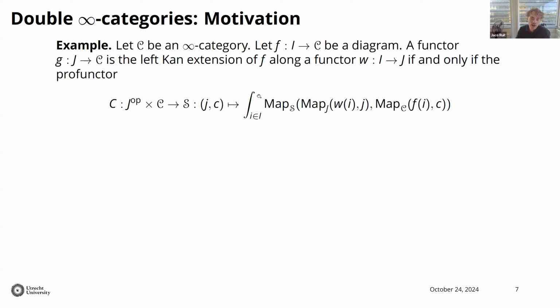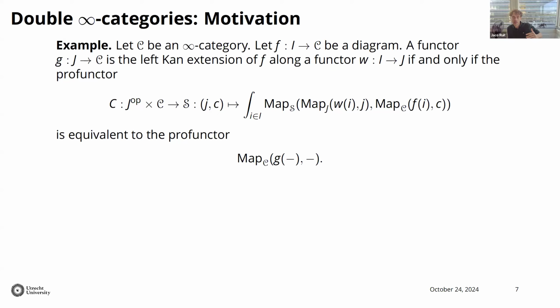So this profunctor is defined using this end here. And this profunctor is equivalent to the following profunctor: you have the mapping space profunctor on C, and you restrict it in one variable along G, and then these two things should be equivalent as profunctors, by which I mean there should exist an invertible natural transformation between these two profunctors. And if this is the case, then G is the left extension of F.